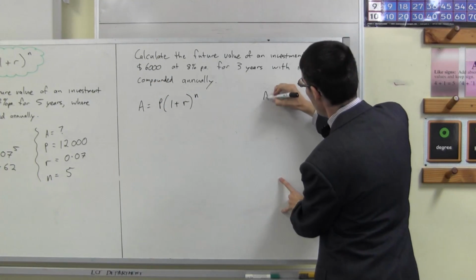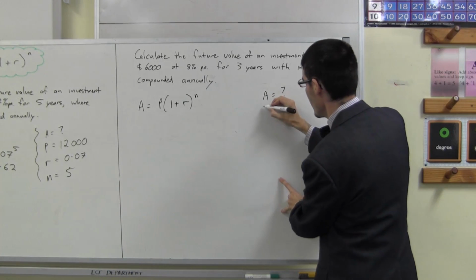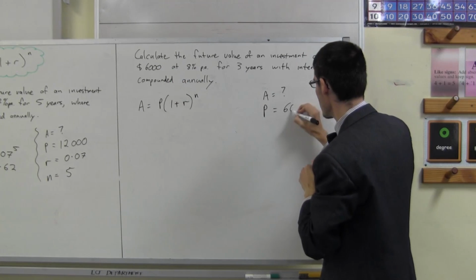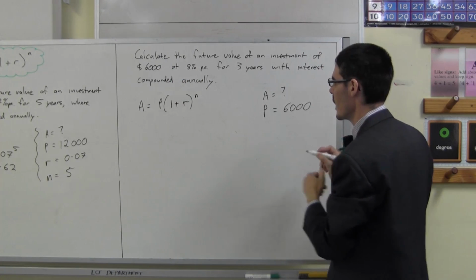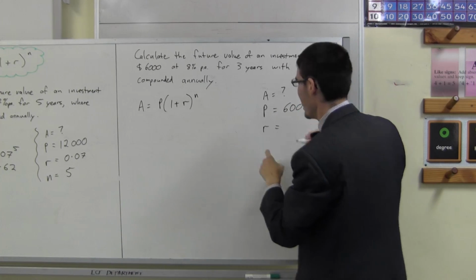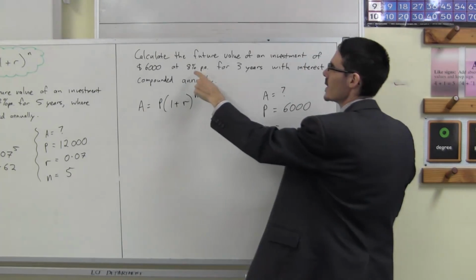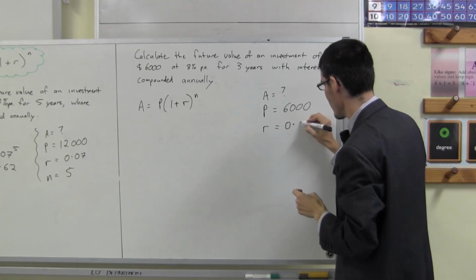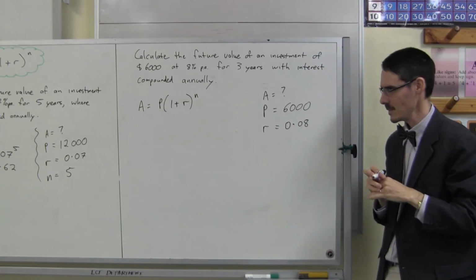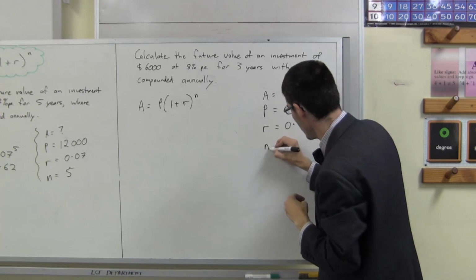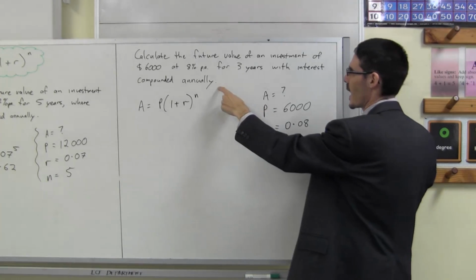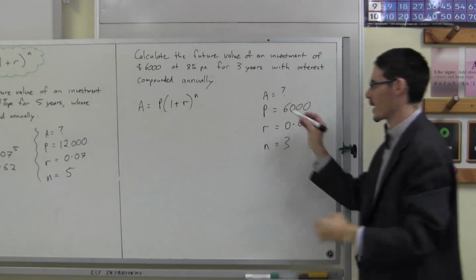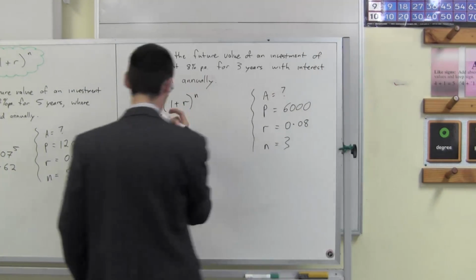So, A, that's what I'm looking for. P, principal, what I'm starting with, $6,000. R, my rate, again it's going to be a decimal. It's 8% per annum and I'm working annually, so it's just 8%, 0.08. And N, number of terms, well it's annually, so it's the number of years, 3 years. Okay, put those numbers in.